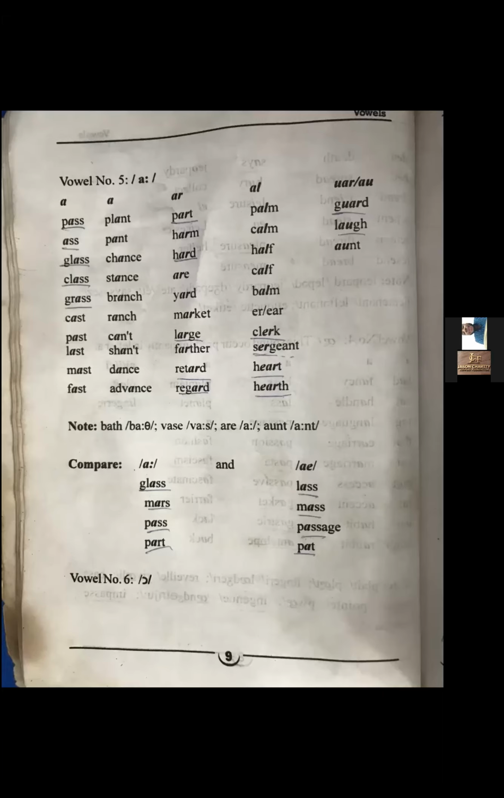The next set of words we have palm, calm, half. And then we have calf, then we have balm, and then in ER, we have clerk. And then we have it also in AR, we have it in sergeant, and then we have it in art, as in the human heart, and then we have it in hearth. And then we have it in guard, and then we have it in laugh, and then we have it in aunt.